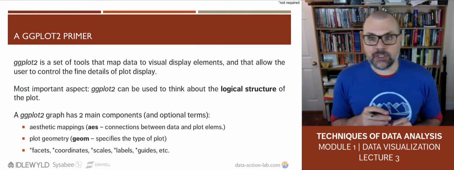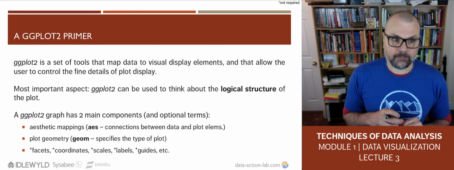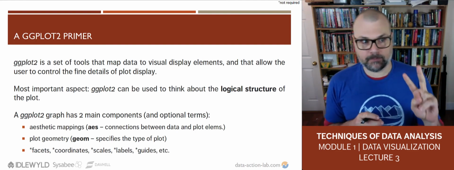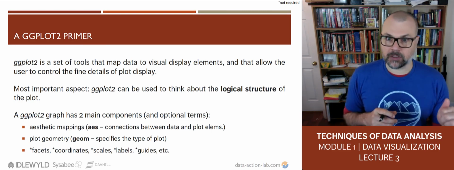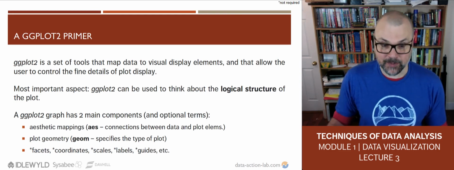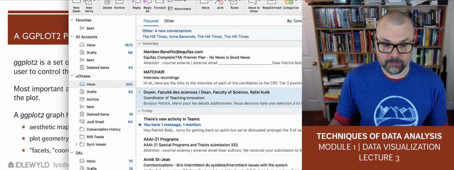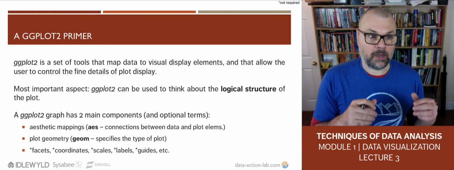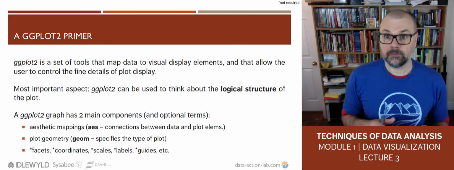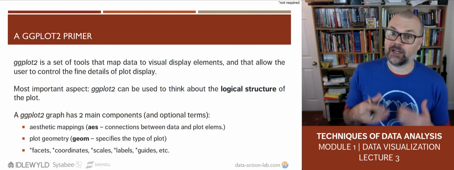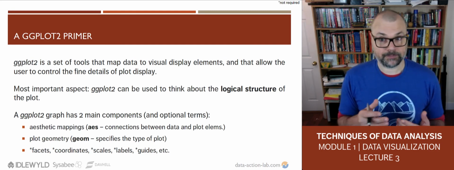If you're going to use a ggplot2 object, you need to have at least two components to your call. There's going to be a ggplot call in which you specify what data set is being used, and there's going to be a geom call. Geom stands for geometry, that specifies what kind of chart you are looking for.